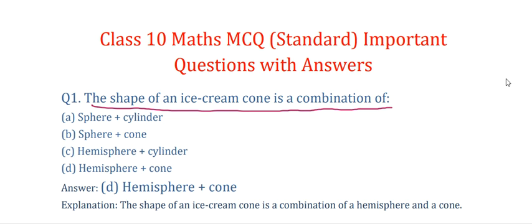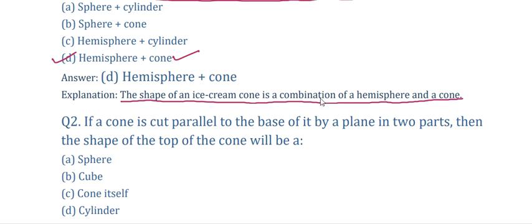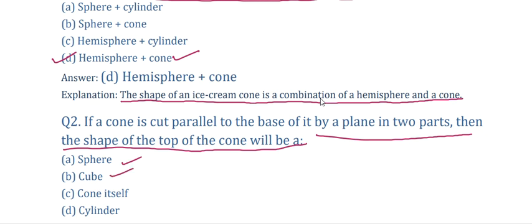We go with option D, hemisphere plus cone, which is the shape of an ice cream cone. The explanation: the shape of an ice cream cone is a combination of a hemisphere and a cone, right? The second question on your screen: if a cone is cut parallel to the base by a plane into two parts, then the shape of the top of the cone will be what? Sphere, cube, cone itself, cylinder.